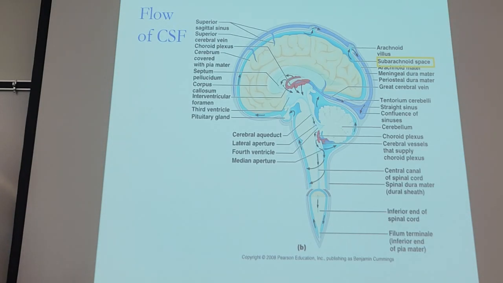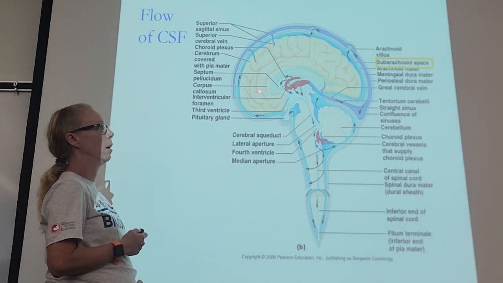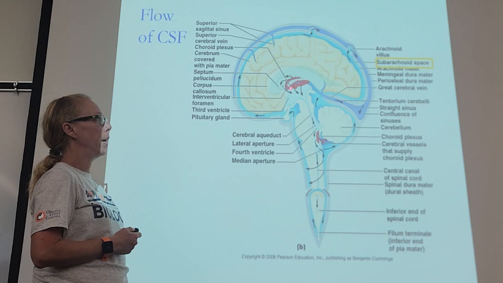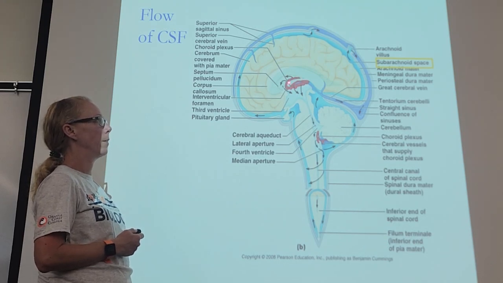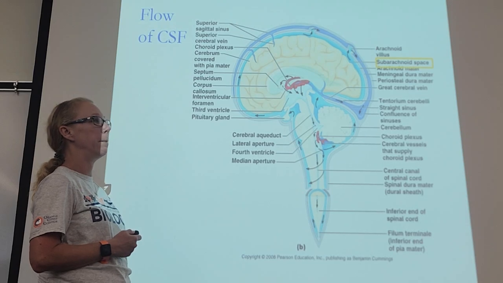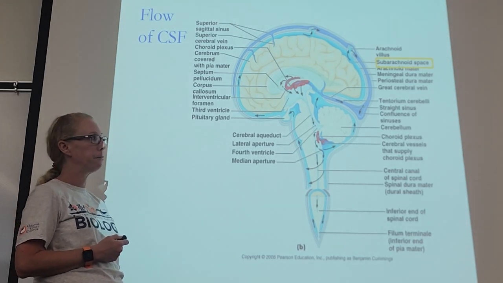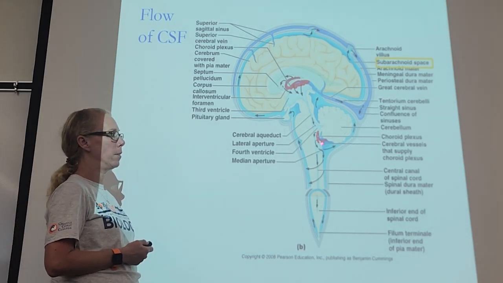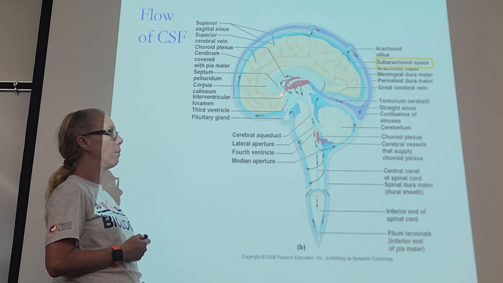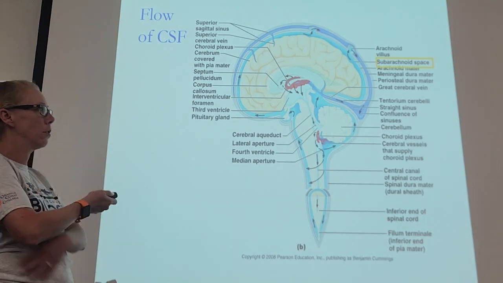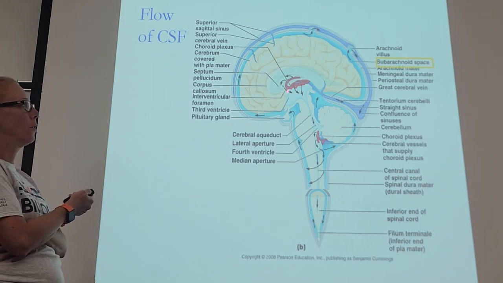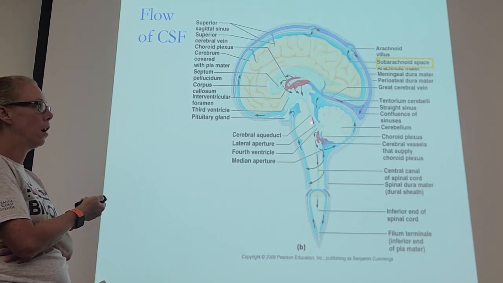Okay, so this is kind of like a summary slide to show you the flow of cerebrospinal fluid. So up here in pink, we have our choroid plexuses, and the arrows are just showing you that cerebrospinal fluid is being made. We have choroid plexuses down here in the fourth ventricle, we have it in the third ventricle, all the ventricles. So that fluid, that CSF, is going to flow through the ventricles.